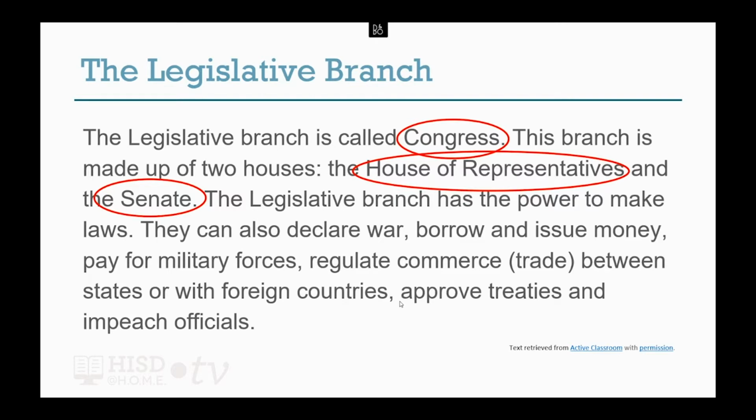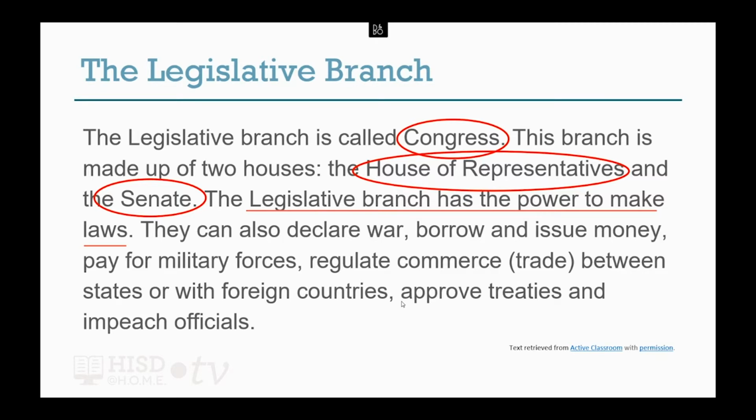The next question was what was the main power or the duties of this branch? Okay, so according to this reading, the legislative branch has the power to make laws. So I'm going to make sure that I underline that. That's the biggest power. If we're going to make a general statement about what the legislative branch can do, that's what they can do. They have the power to make laws. And then the reading goes into more detail. They can declare war, borrow and issue money, pay for military forces, etc. But the most important thing that we need to remember today is that the legislative branch, also known as Congress, has the power to make laws.